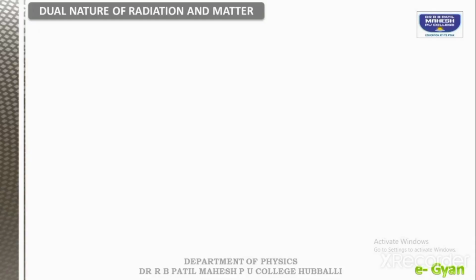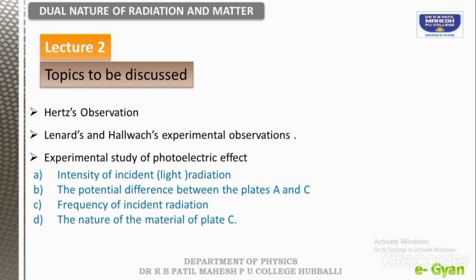Chapter: Dual Nature of Radiation and Matter. Today in the second lecture we are going to discuss the topics Hertz's observations, Lenard's and Hallwachs' experimental observations, and the experimental study of the photoelectric effect with different parameters.